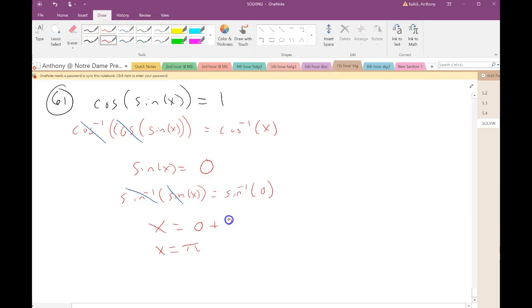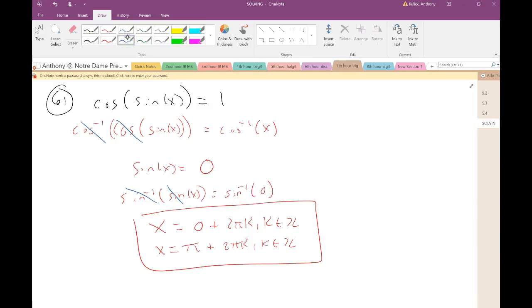So since this is asking me for all solutions, I just tack on my infinitely many solutions piece to it. And that's all she wrote. Does anybody notice anything?